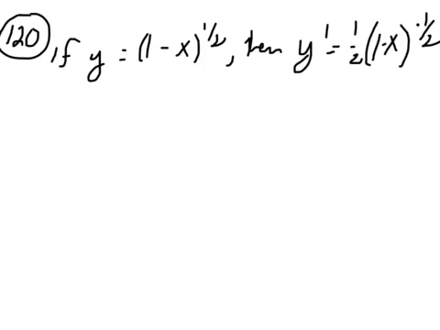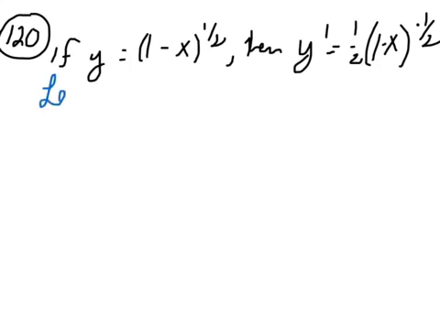Okay, 120 and 121 are true and false. I just thought I'd run through them since usually everybody's scared of the ones that have the big numbers on them. There's nothing really scary about this, though. If y is (1 minus x) to the 1/2, then have they taken the derivative correctly? Okay, well, let's run through it really quickly.